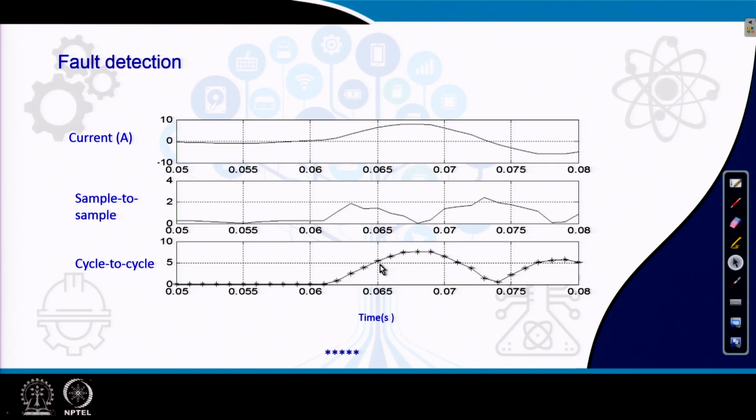So, in the next lesson we will discuss phasor estimation techniques.